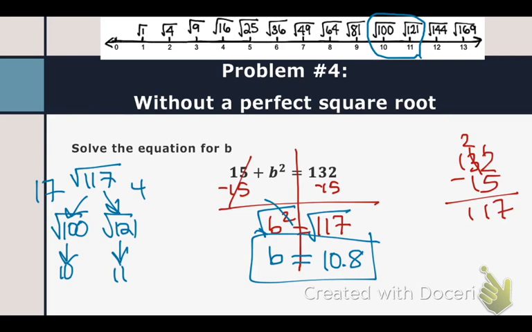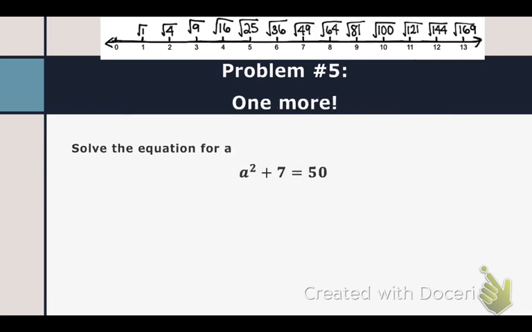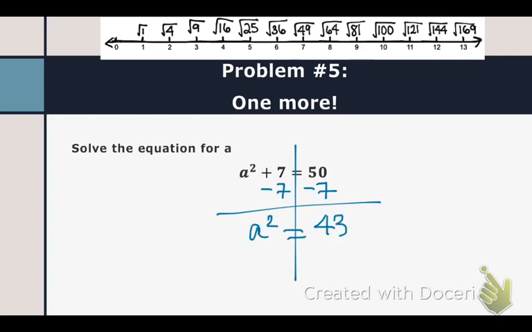Let's try one more. I want you guys to try this one. Pause the video. Try this one on your own. The equation is a squared plus 7 equals 50. All right, welcome back. Let's go ahead and try it. Draw that line down the equal sign. Okay, I'm going to subtract 7 from both sides to get a by itself. And I'm left with a squared equals 43.